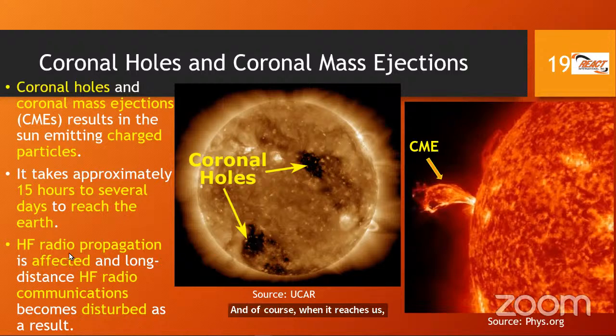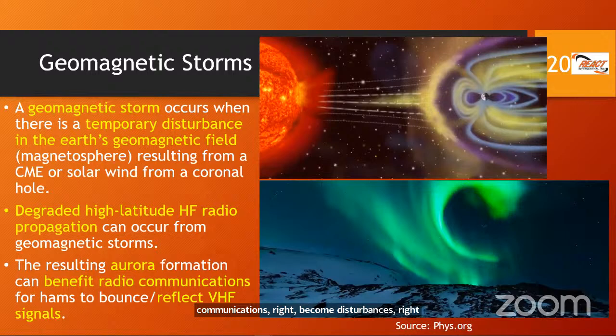When solar flares get here, when the UV and the X-rays get here, just the same way, when these particles reach us from a CME, they also affect HF communications, right? They become disturbances, right? Okay, so as a result of CMEs, or even just the solar wind.